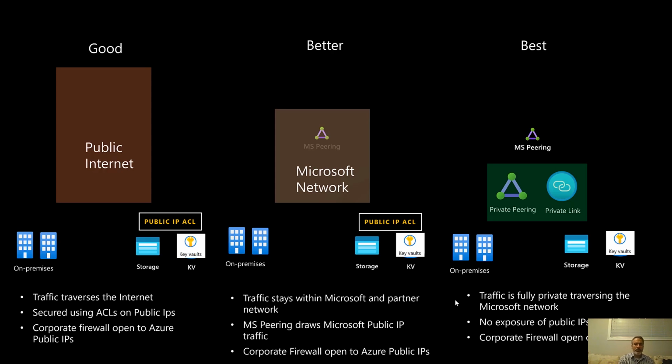You have another option where you can use MS peering, and you are specifically connecting to Key Vault in this particular case using ExpressRoute. Traffic stays within the Microsoft and partner network, and you have to still open up your corporate firewall to the Azure public IPs. And of course, now we'll give you the best of all of those worlds, which is private link, where traffic is fully private, traversing the Microsoft network only. There's no exposure of public IPs. Corporate firewall is only open to the private network itself.